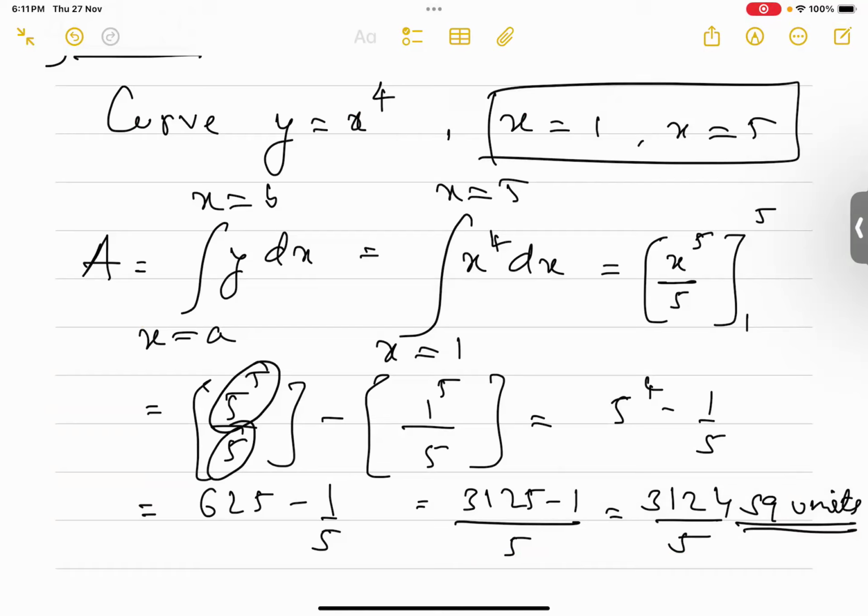Now this is a curve which typically we don't know, x raised to 4. Certain curves we know, like parabola or ellipse or a circle or a straight line. A straight line is not a curve, but we know how it looks. But for x raised to 4, we need to draw the graph, then only we'll come to know.